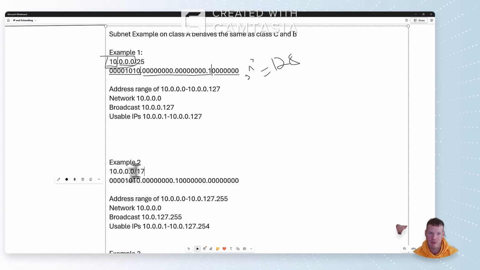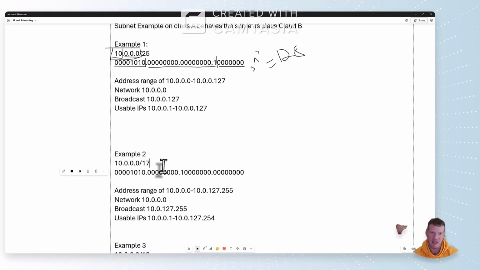Example 2, we're just moving the slash to wherever we want, whatever fits our needs based off of network and host requirements. So in this one, we're doing a /17. Let's see what that looks like. We have our original network, but now we are adding a 1 way over here at number 17. So now all of these become the network. Let's add a line here.